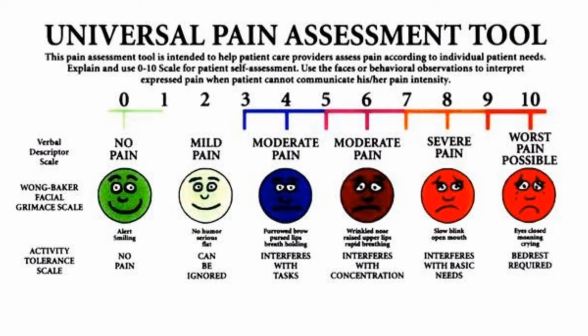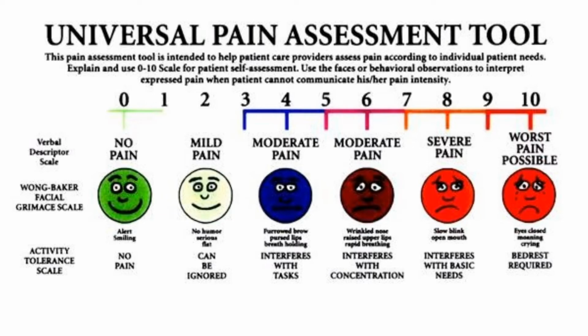So a 0 to 1 is pretty much no pain. A 2 would be very mild pain. You can ignore it, not really any problem. Moderate pain is when you're starting to feel it. It interferes with your life a little bit. This is where you may hold your breath, you may furrow your brow, you may pinch your lips together, things like that.